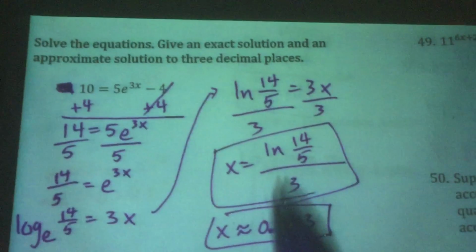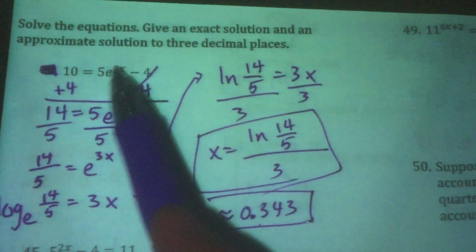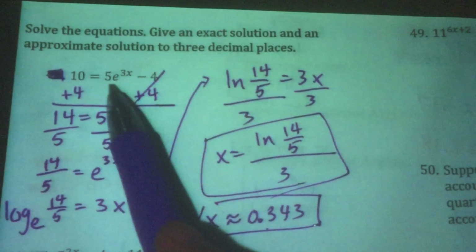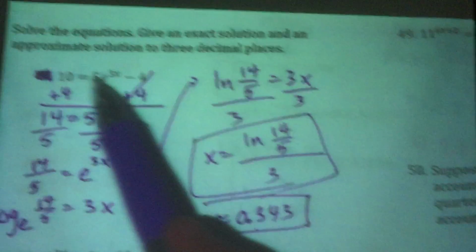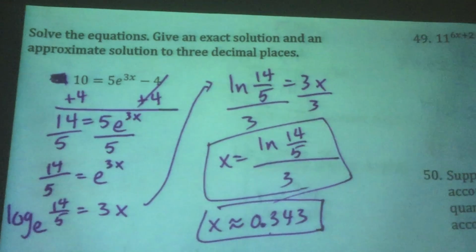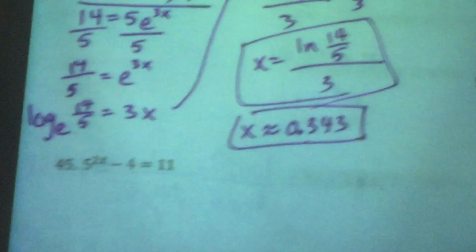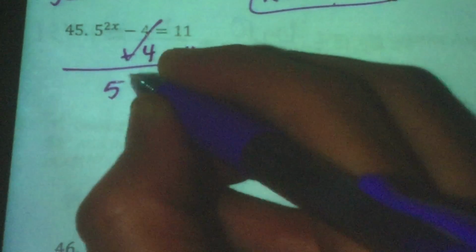To check your work, you would take this and plug it in there to see if it actually gives you that number. You would say e to the power of 3 times that, times 5 minus 4, should give you 10. You guys can test that out on your calculator. Let's move on to 45. 5 to the power of 2x minus 4 equals 11. Once again, I want to isolate the x, so I'm going to add 4 to both sides. That's 5 to the power of 2x equals 15.